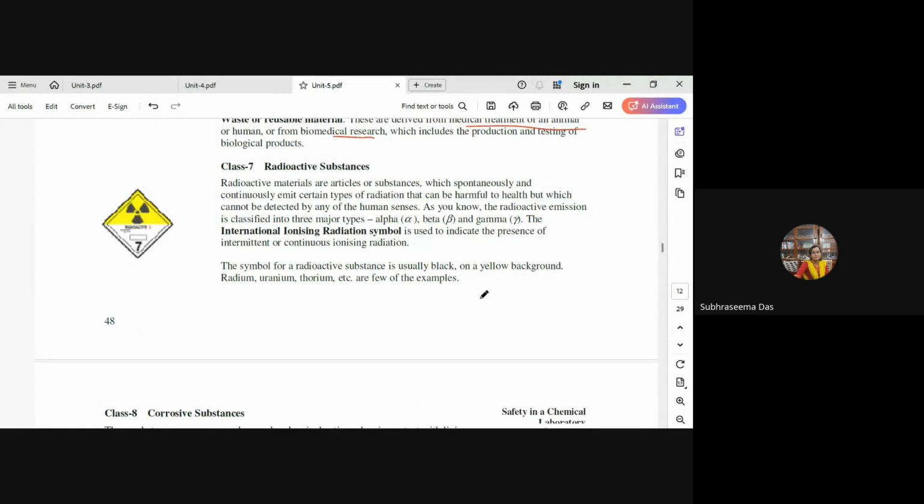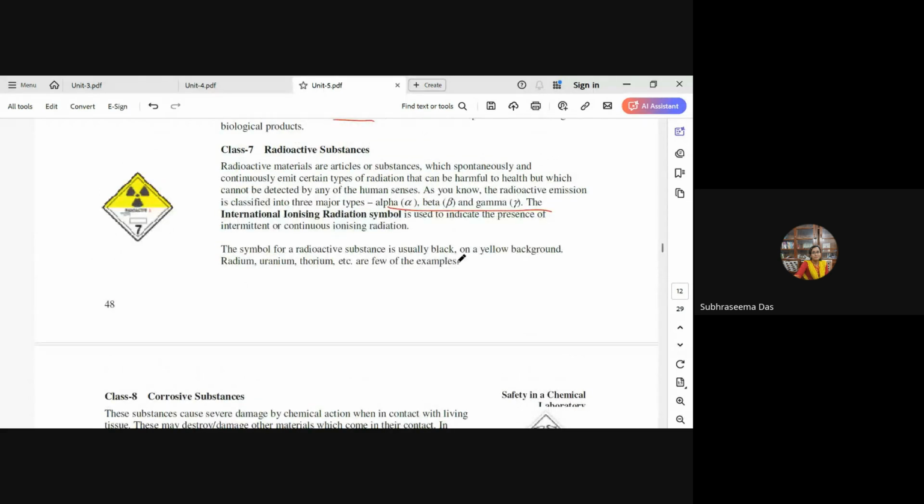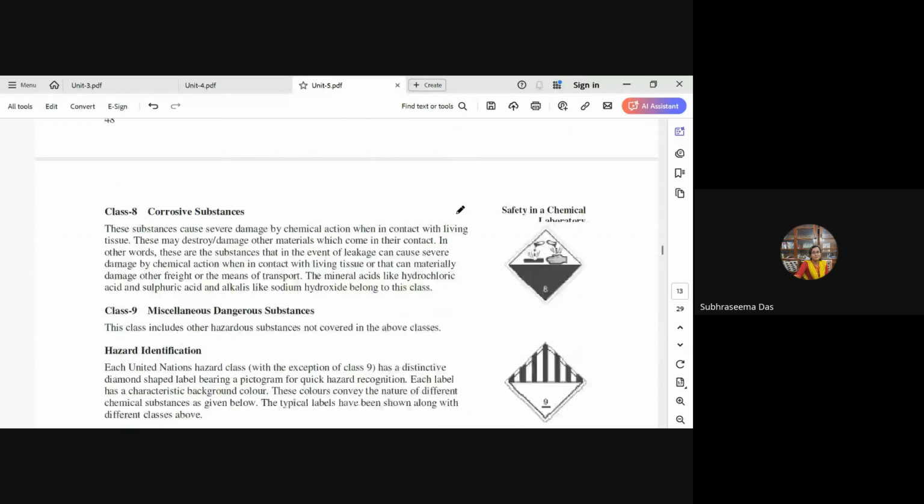Then class 7 of hazardous chemicals includes the radioactive substances. Here, the radioactive emissions, we know, have been classified into three types: alpha, beta, and gamma. The symbol for radioactive, we know, is shown as yellow on a yellow background. The radioactive material which emits this radiation is a radioactive substance.